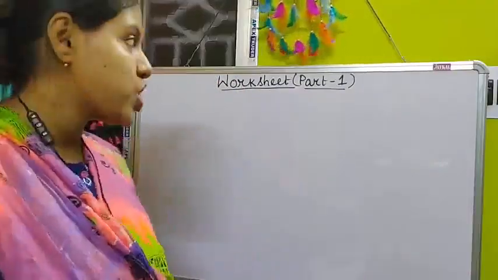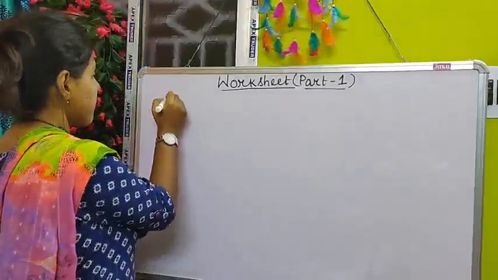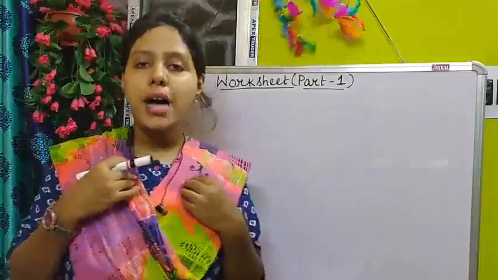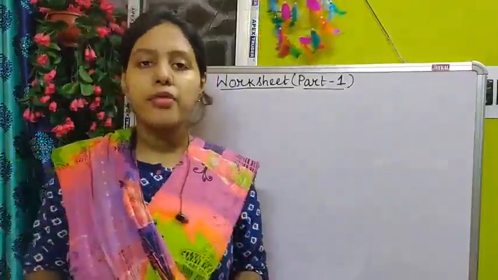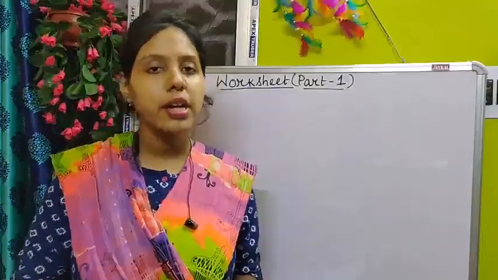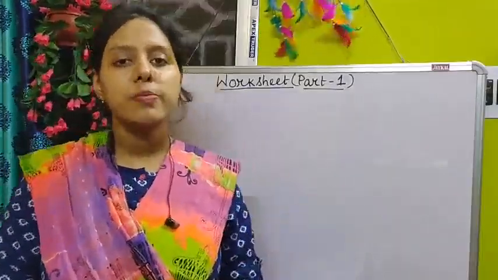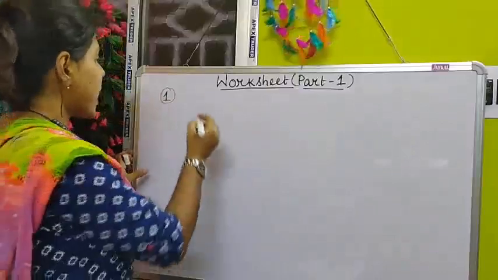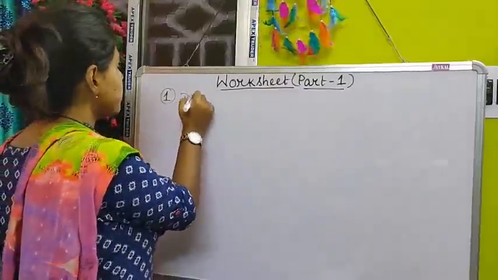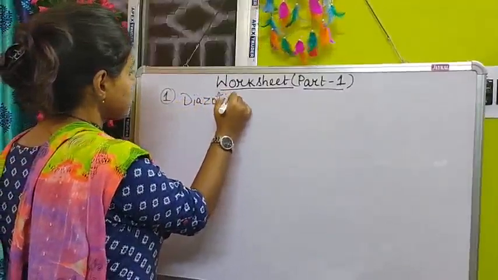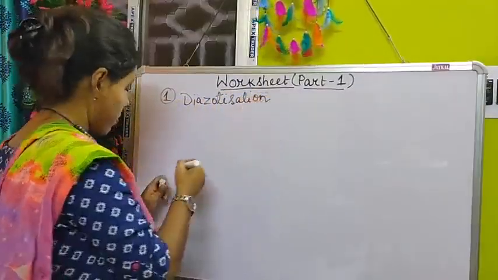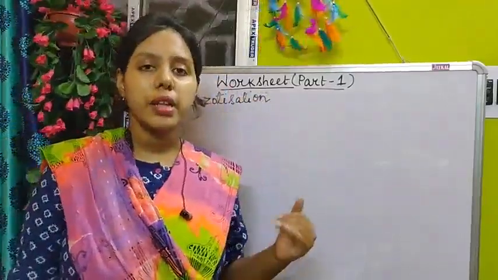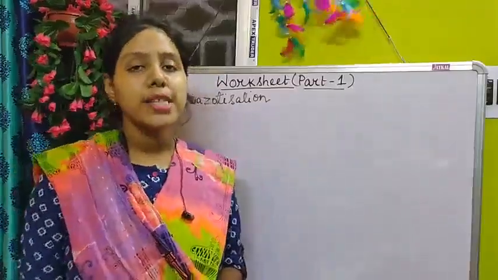So in the first question, question number 1, I have given a few topics where you are asked to discuss them briefly. Those topics you have to write in a very brief way. The first topic is the diazotization reaction. We have already discussed in class what the diazotization reaction is.